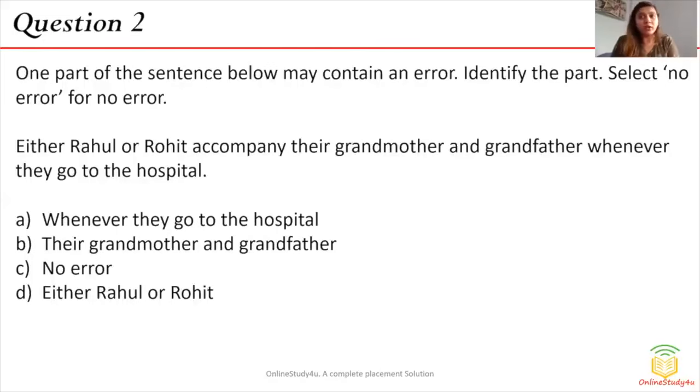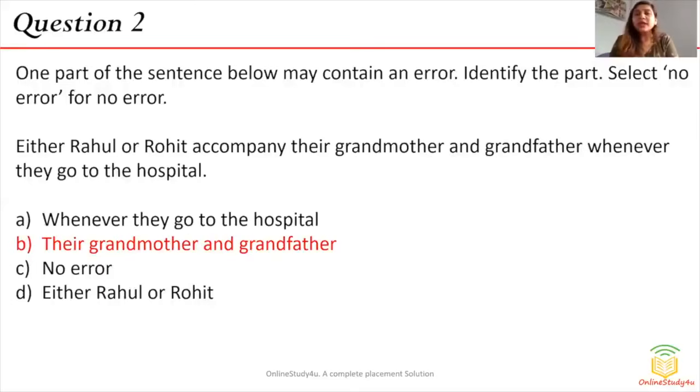So it's not in the order. They have not exactly broken the sentence consecutively. What they've tried to do is whenever they go to the hospital, that is your option A. Their grandfather and grandmother is option B. No error, either Rahul or Rohit. Now, when we talk about either Rahul or Rohit, which means it's one person out of the two, and whenever you have either or, then we will not look at their as your verb.